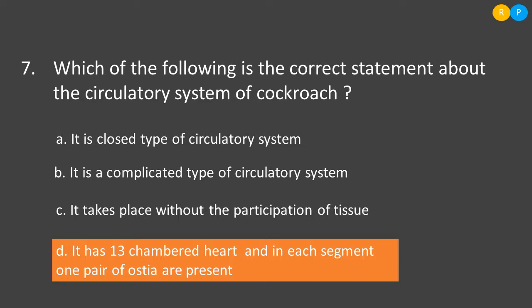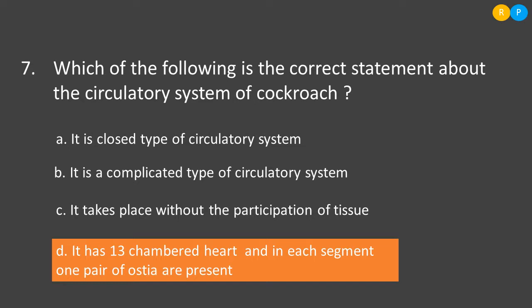Then option B, it is a complicated type of circulatory system. The circulatory system is not complicated because it just consists of a 13 chambered heart and does not have any blood vessels to circulate the blood. So it is not considered a complicated type of circulatory system. Then option C, it takes place without the participation of tissues. It is a wrong statement, because without the participation of tissue, the blood cannot reach different parts of the body. Clear? So this is also wrong.